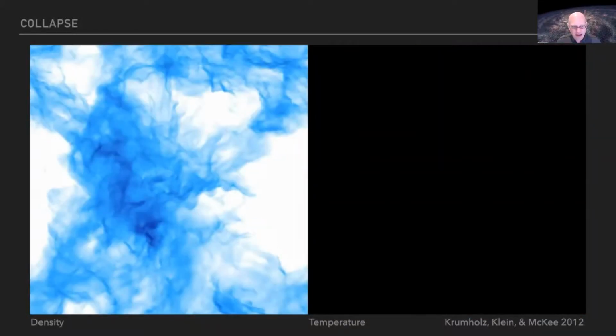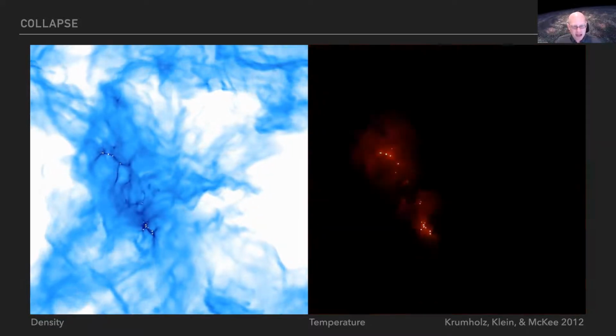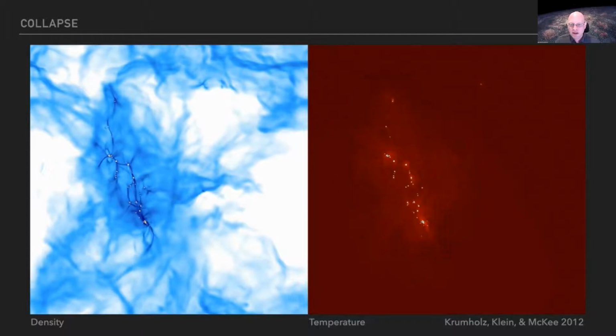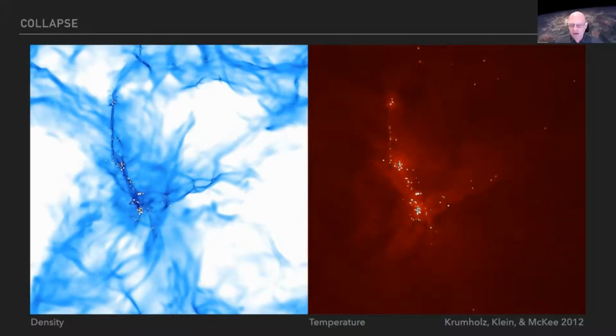I'll back up and play that again. Just so you can see, the gas is turbulent, it begins to collapse in its densest points first. The new stars begin to heat up the gas around them, and you wind up with a cluster of stars. So that's star formation in a nutshell.